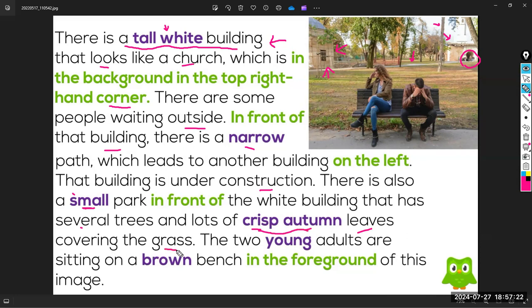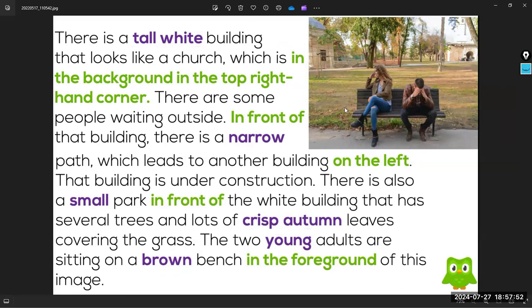Covering the grass. The two young, so notice now I started talking about people. The two young adults are sitting on a brown bench. So notice that I didn't only say a bench, but I named the color. I have to be vivid. A brown bench in the foreground of this image. So they look like they are really upset. They are angry with each other or something like that.